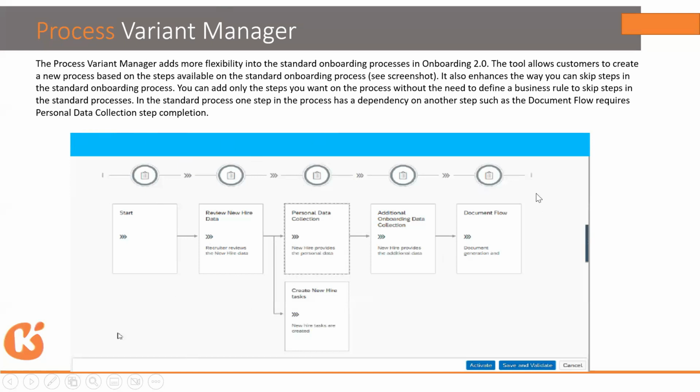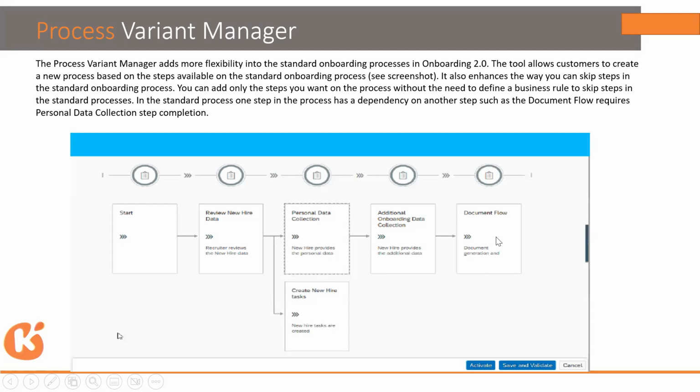Once you switch on your onboarding 2.0 settings in instance provisioning, automatically you get a default onboarding process variant. This is the standard onboarding process variant, which defines the start, then the hire step. Once the hire is complete, it's a parallel process: the personal data collection step and the new hire task, and then additional data collection, and then document flow.